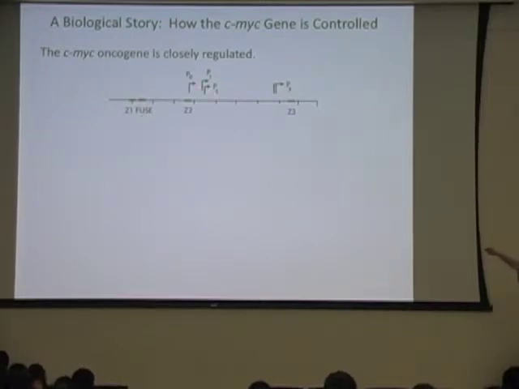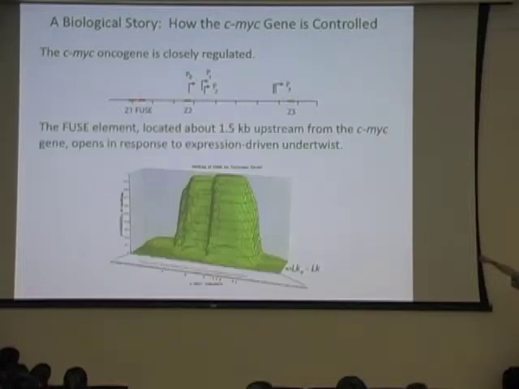So these Ps are the various sites. These three are the major sites where this gene expression starts. Okay? Now remember that as it expresses, it pushes over twist ahead, and it leaves a wake of under twist behind it. Now there are these various regions, Z1, Z2, Z3, and in particular this FUSE region. This is called the far upstream sequence element. That's why it's called FUSE.